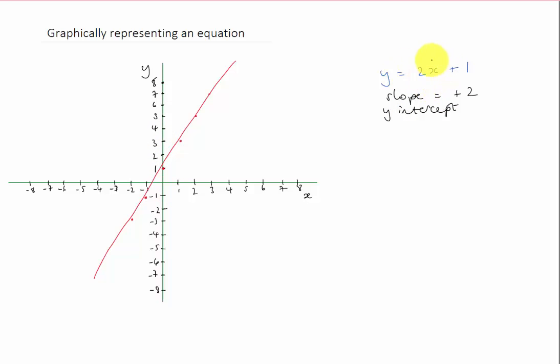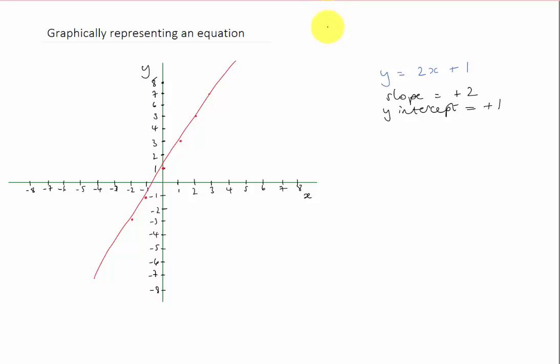So when x is equal to 0, then y equals 1. We can see that in the equation, and we can see it on our line. So y-intercept is equal to plus 1. Because, as I say, when x is equal to 0, y is equal to plus 1. And in fact, those two things are all we need to describe any line.